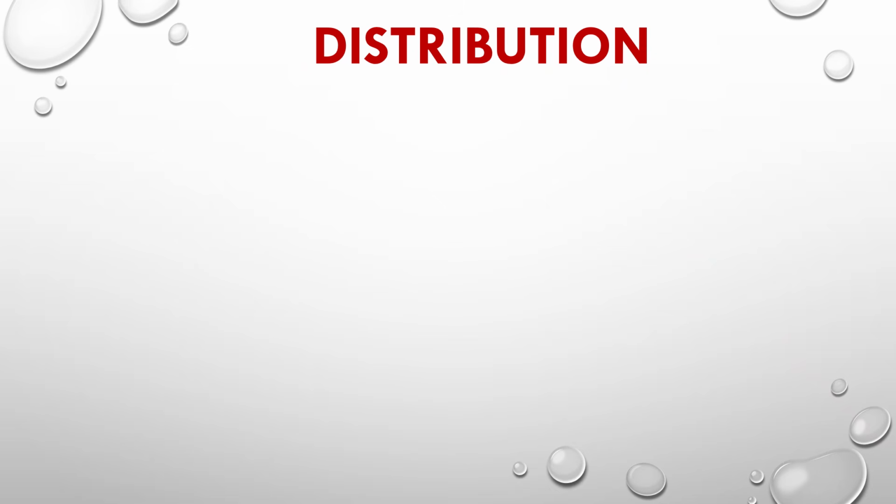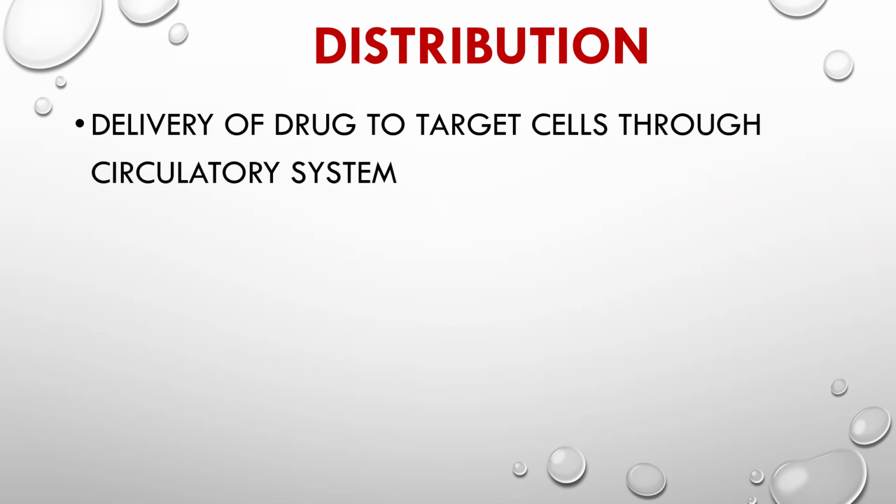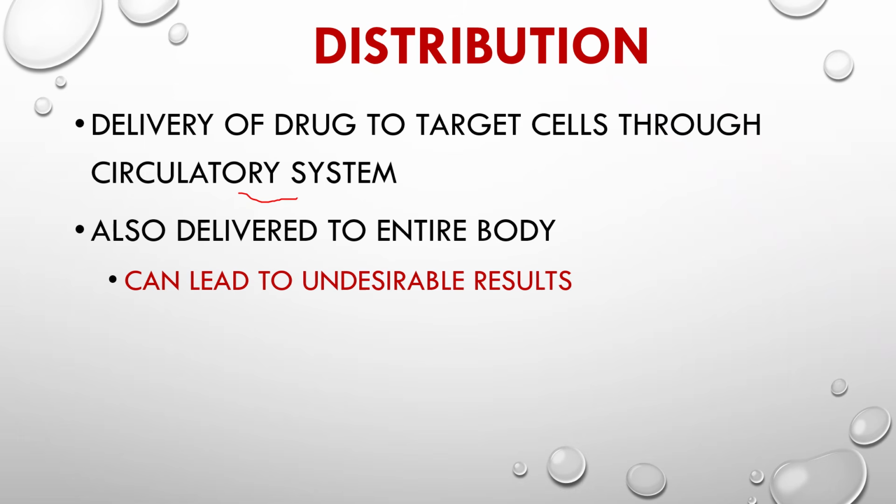All right, so now that we have all of the drug, or whatever amount of the drug, into the circulatory system, now we're ready to actually deliver it to the target cells, which is distribution, and that's using that circulatory system, so those arteries and veins, to help us get everything where it needs to go. So this is also going to be delivered to the entire body because, again, once something gets in the bloodstream, it's going everywhere. It's not directed.